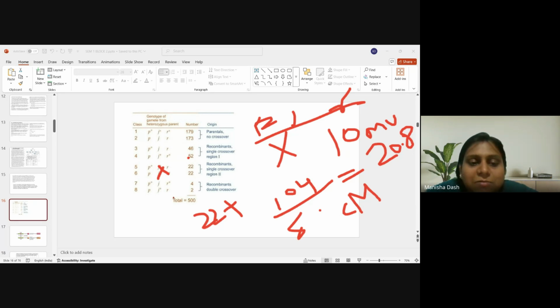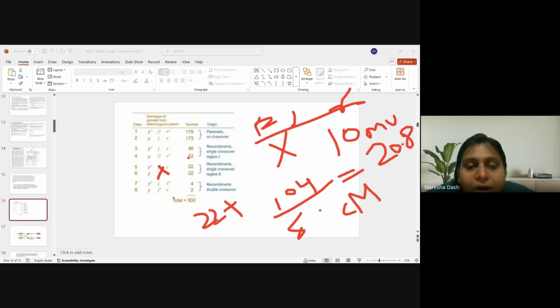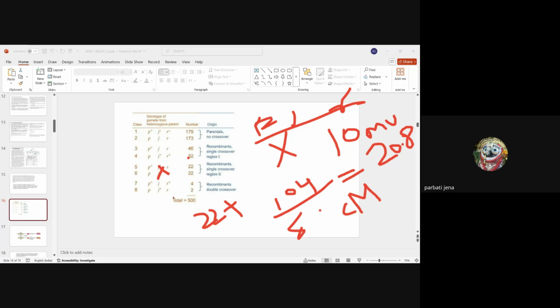Actually, this is one of the most important concepts of the entire genetics: how to determine the order of the genes. How to find out the answer? The distance of two genes. What question were you asking before? How do we calculate the formula?